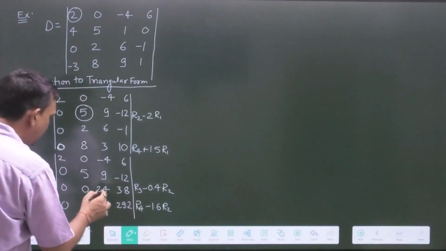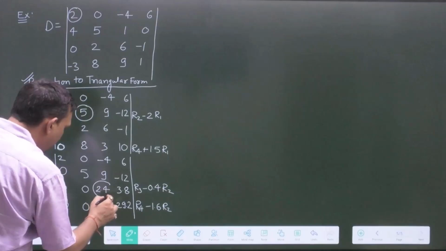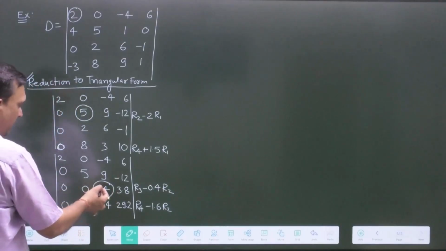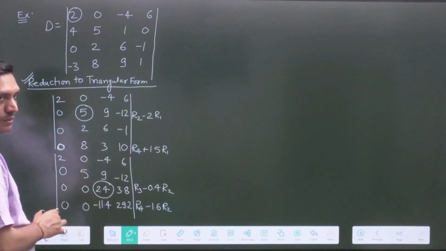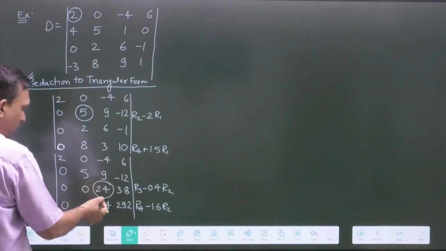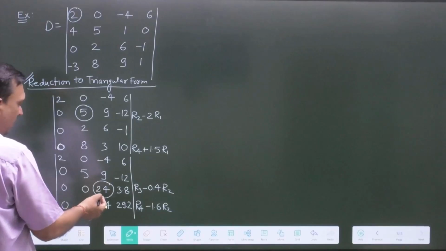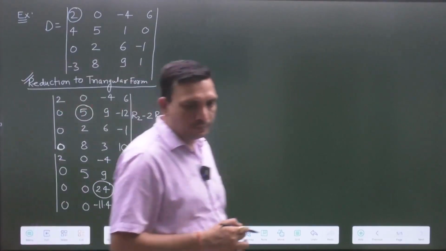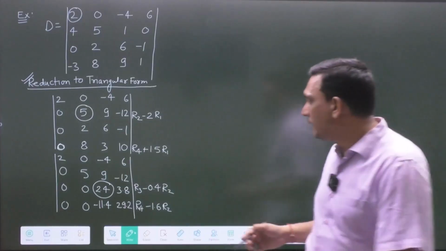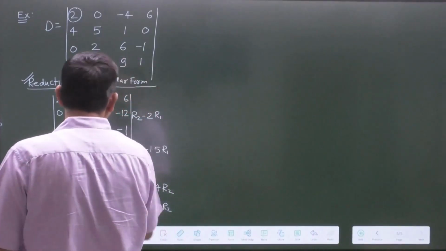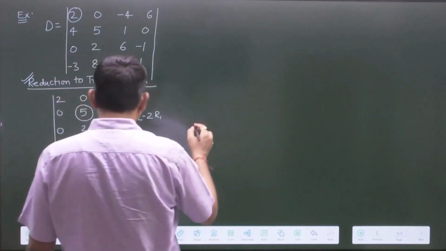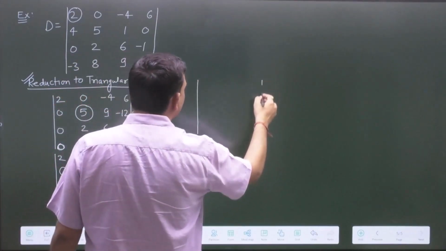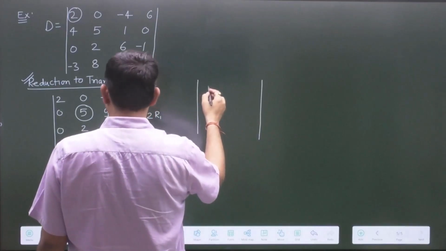Now in the last step, this is the pivot element. Now you want to reduce it to 0. So with what value will you multiply here? Just divide 11.4 by 2.4 and see the value. Use a calculator and divide 11.4 by 2.4.